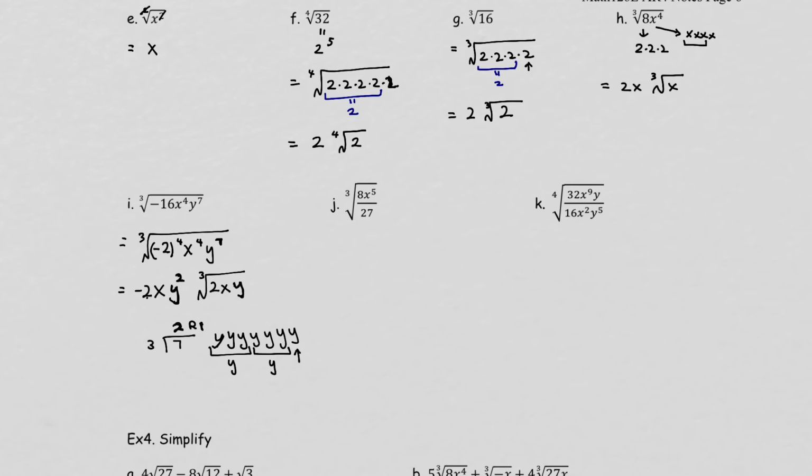What about this one? This one is going to be equal to, let's change to exponents, right? So we know 8 is 2 cubed, x to the 5th, 27 is 3 cubed. Because you have all this cubed with cube roots, you can bring it outside. 3 will be outside. And even x, out of 5, 3 will come out as 1. And 2 will stay inside, right?